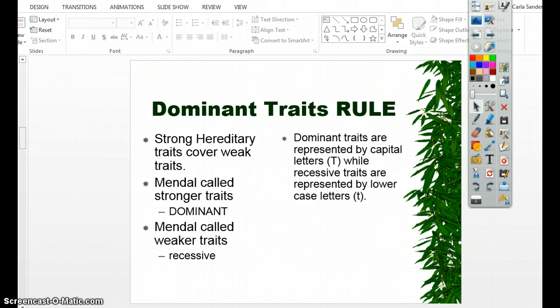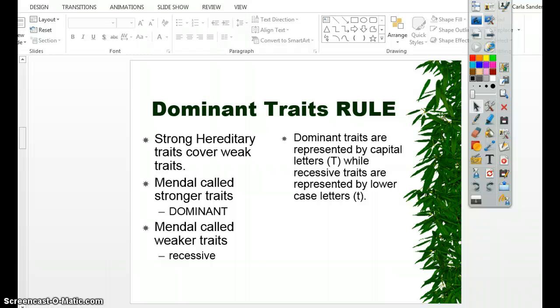And from all of that work came some information that made Mendel the father of genetics. Strong heredity traits cover over weak traits. Mendel called the strong traits dominant. Think about a dominant personality. They overpower, just like dominant genes do. Mendel called the weaker traits recessive. A recessive personality is going to seem weak. They kind of hold back. Dominant traits are represented by the capital letters, while recessive traits are represented by the lowercase letters.